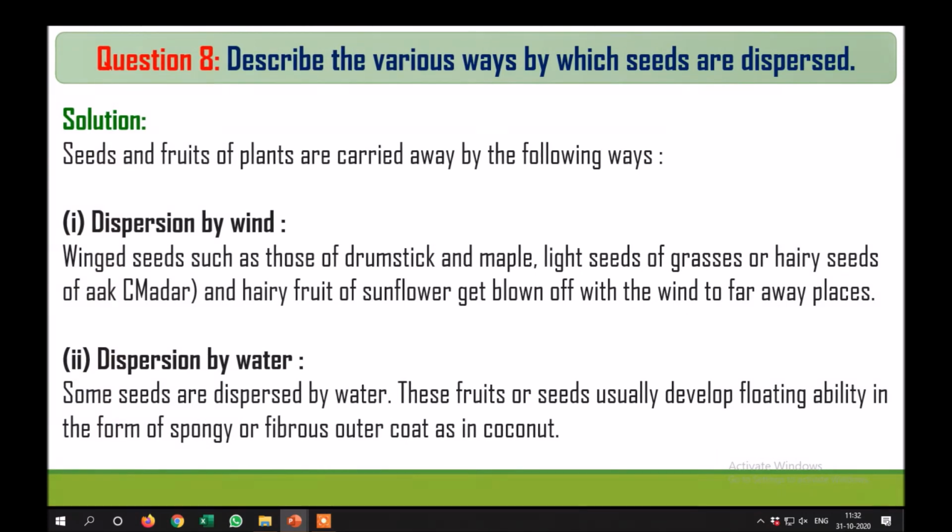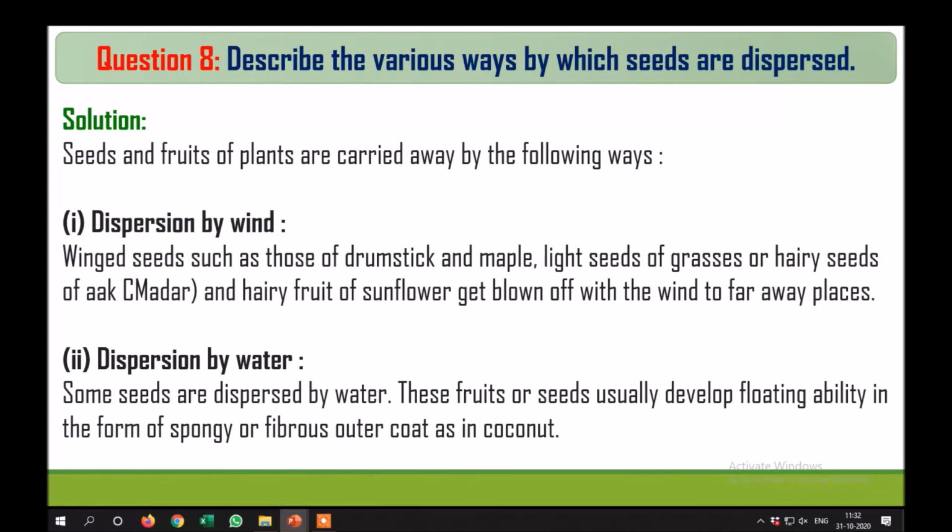Question 8. Describe the various ways by which seeds are dispersed. Seeds and fruits of plants are carried away in the following ways: dispersion by wind. Winged seeds such as those of drumstick and maple, light seeds of the grasses, hairy seeds of madar, and hairy fruits of sunflower get blown off with the wind to far away places.